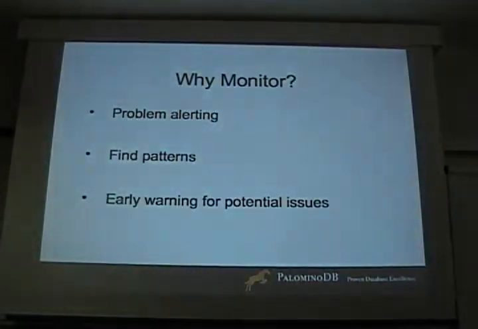The other reason is that you want to find patterns. Are people going to remember that guys are calling at noon every day, or noon every Wednesday? No, they're not going to remember. And then also early warning for potential issues. You also want to look at patterns for capacity planning.